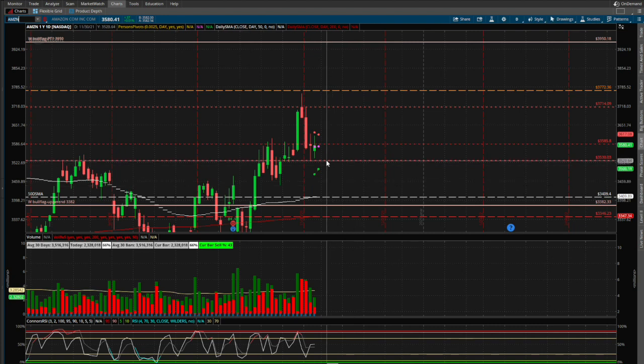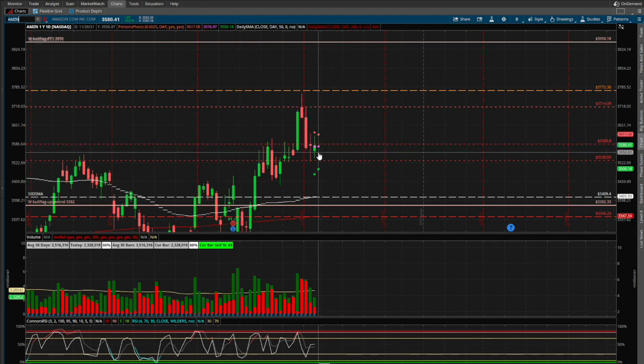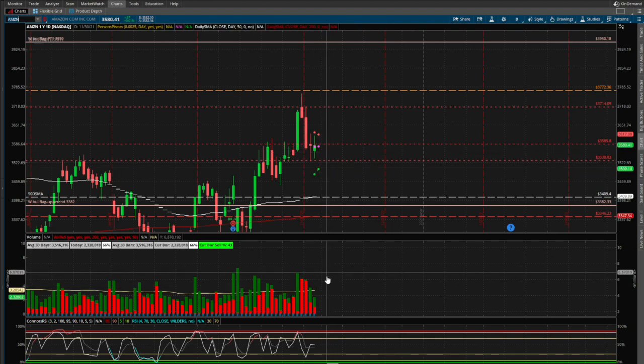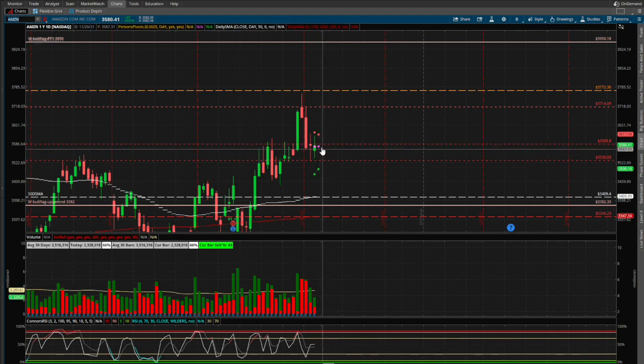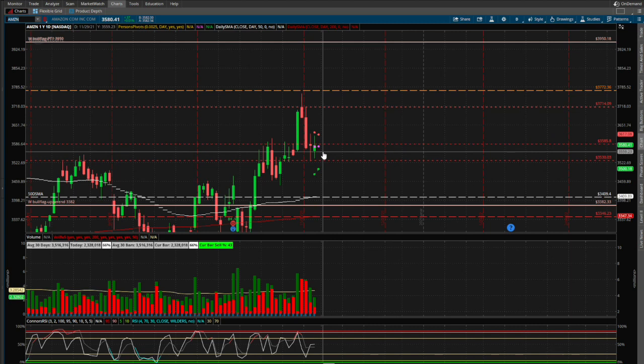So for example, if Amazon consolidates around here, makes a bullish green candle, and ends the day above 3,600 with over 100% volume, then that is a bullish potential for next week. If Amazon ends the day below 3,560 with over 100% volume, then that is a potential consolidation for another bearish move, because that would just be bearish continuation as part of the consolidation.